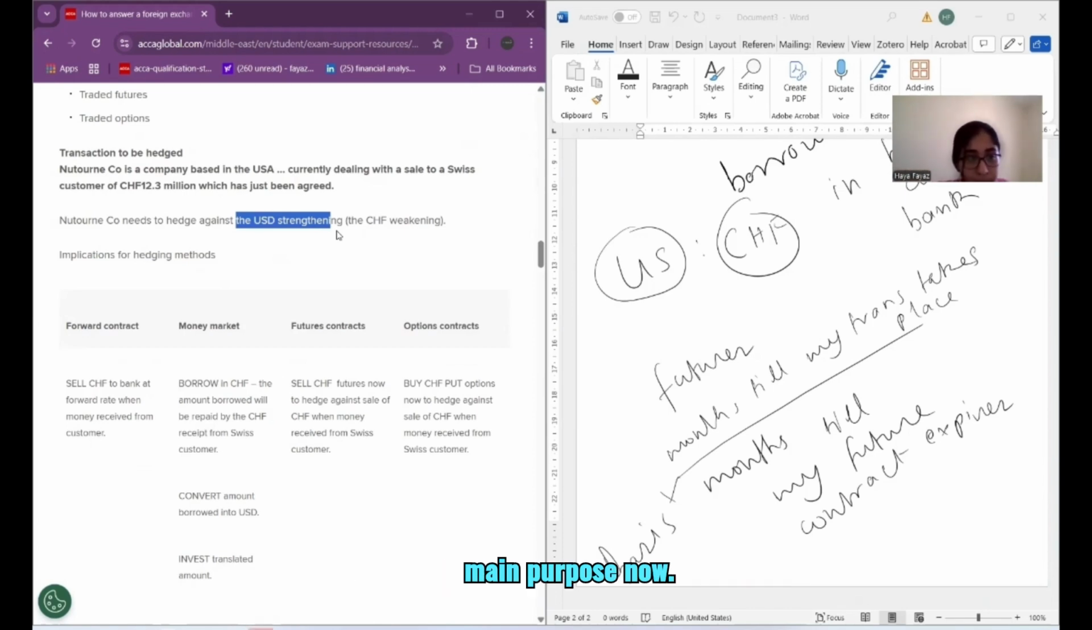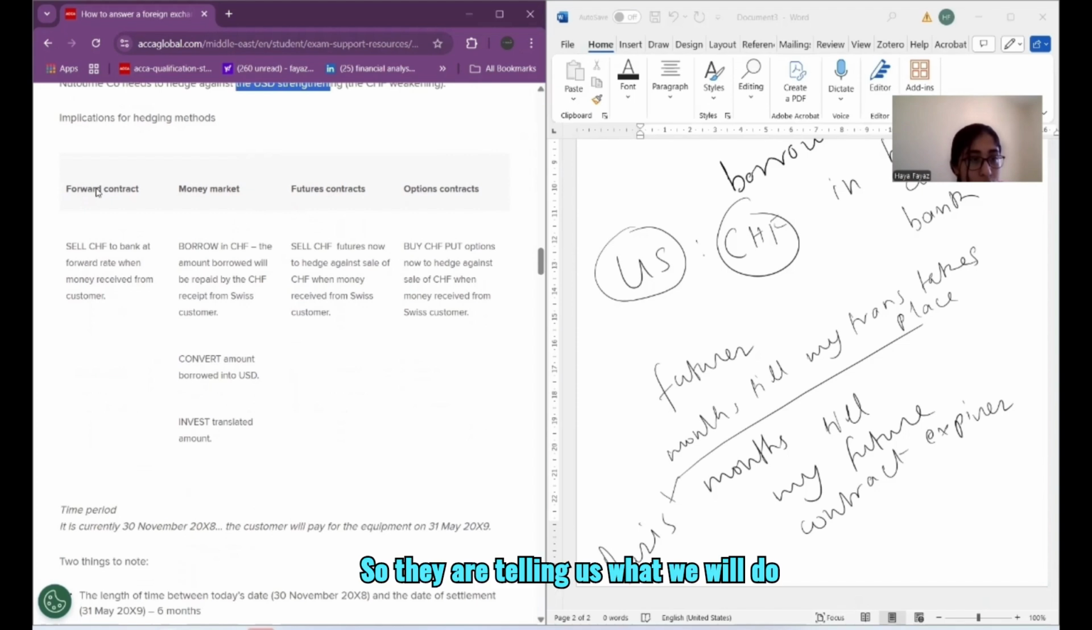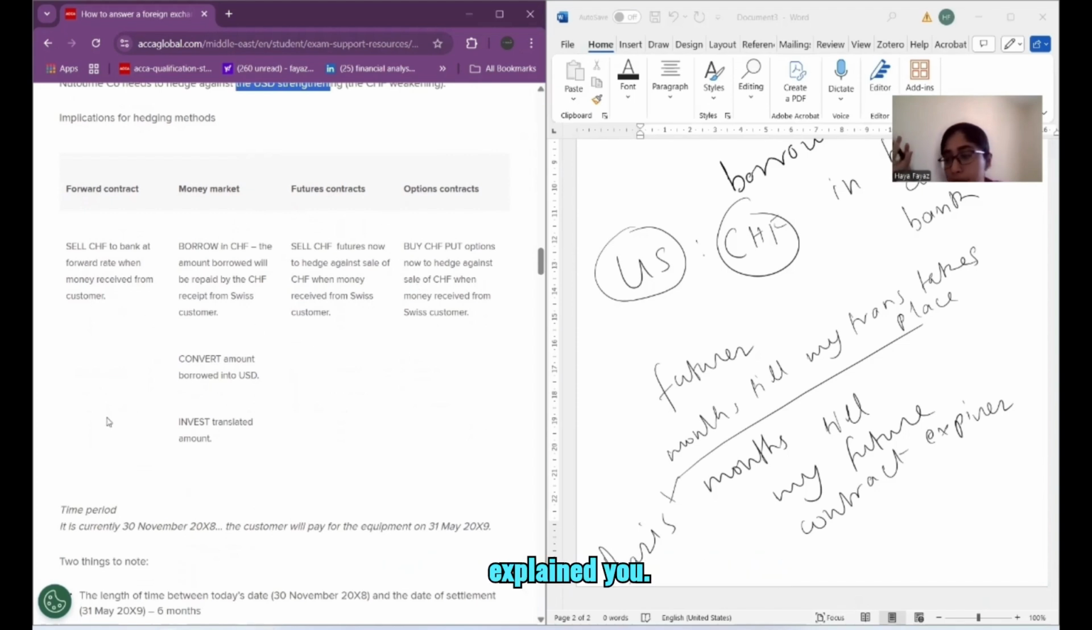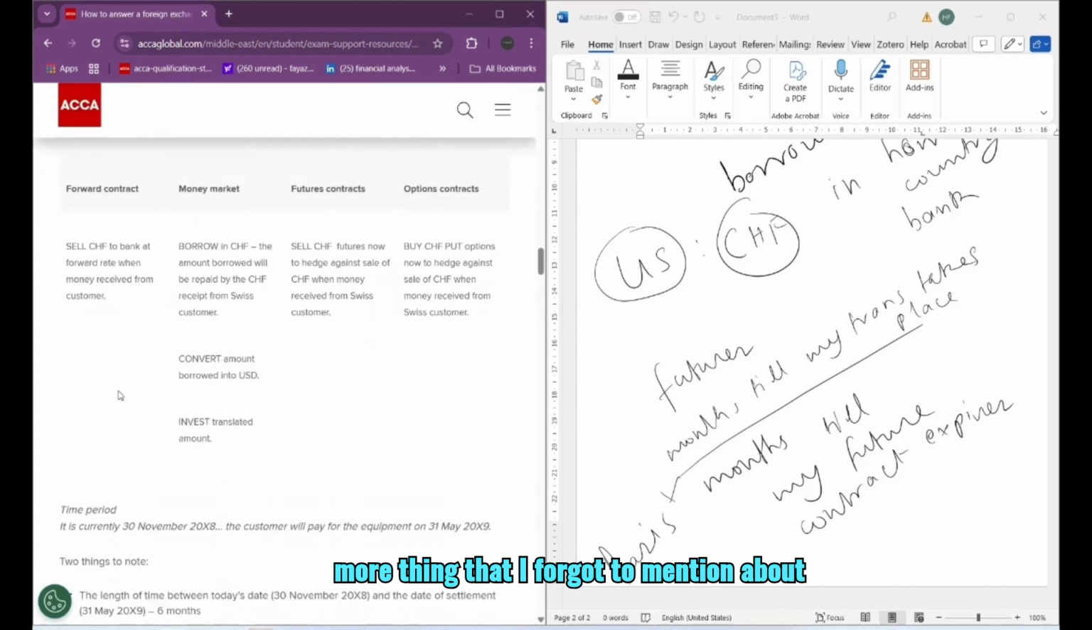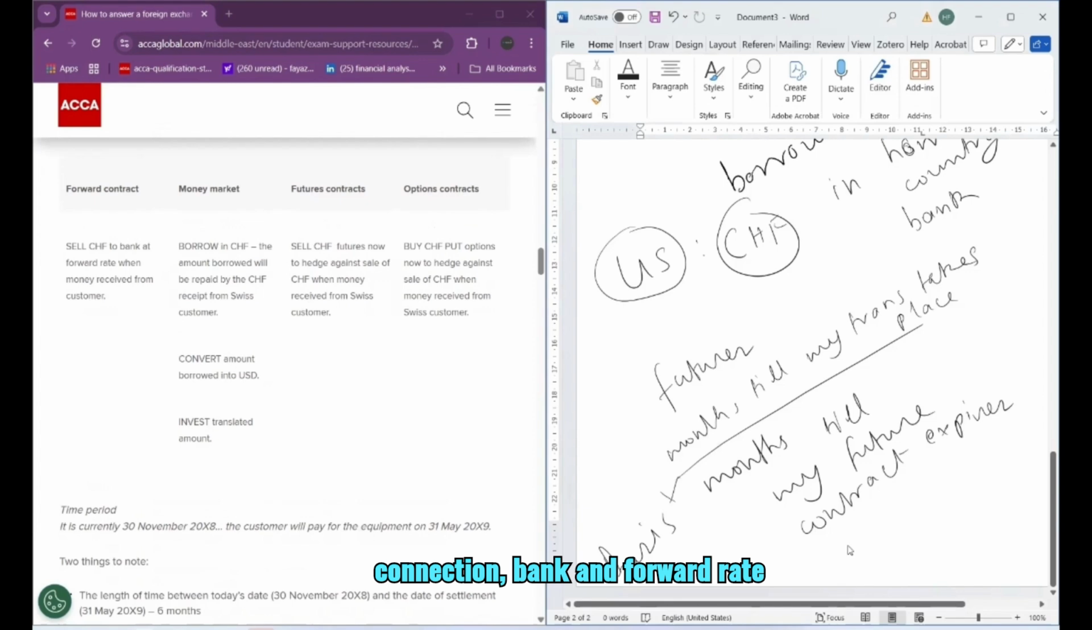You want to get gains anyhow in USD. That's the main purpose. Now, they are telling us what we'll do: buy, sell, what I already explained to you. In the forward contract case, we'll sell CHF to the bank at the forward rate. One more thing that I forgot to mention is how we will consider the bank and the forward rate connection.